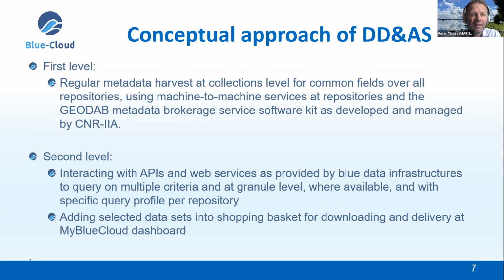How is this technically supported? On the first level, we have a metadata harvest. We're doing that via the GeoDAP metadata brokerage service developed by CNR. And this is fed into a repository where you can then search on the common fields. And then at that second level, where you do a search on granule level, we interact with the APIs and web services provided by the Blue data infrastructures. And then in the end, you add them to your virtual shopping basket.